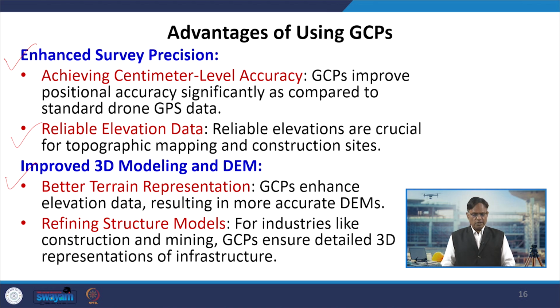Improved 3D modeling and digital elevation model is another. We can create a better terrain representation. So, GCPs will enhance the quality of the elevation data and we can have more and more accurate DEMs to create slope, aspect and other parameters. Refining the structure model for industries like the construction industry or mining industry, these GCPs will ensure a very detailed 3D representation of the infrastructure in the area.